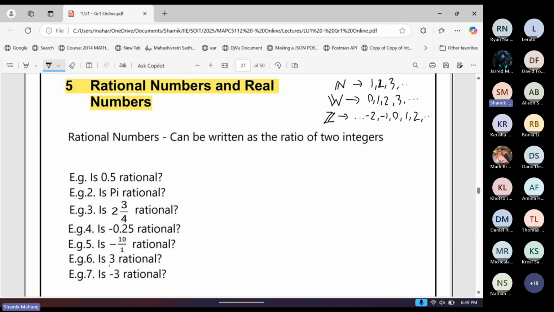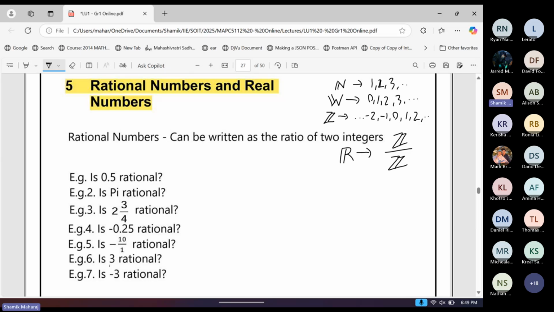Now, a rational number, we need to remember this because rational numbers are defined as something that can be written as an integer divided by an integer. I'm writing this very loosely, but this is how we will define a rational number. Something that can be written as integer over integer. Okay. So now given that, we can look at a few examples.